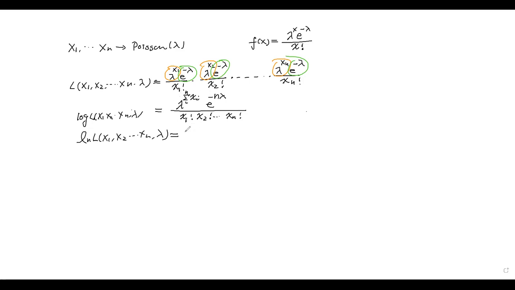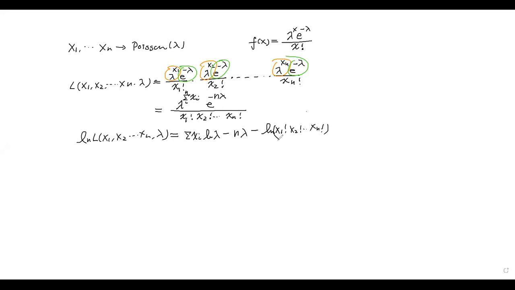By using the characteristics of the log function, the log of the exponent, you can put down summation xi times the natural log of lambda. Then the natural log of e just cancels out, so it will be negative n lambda. And then the bottom part is just a minus. Remember, if you take the natural log of both sides and you divide, it's just a minus, so it's minus the natural log of x1 factorial, x2 factorial, to xn factorial.